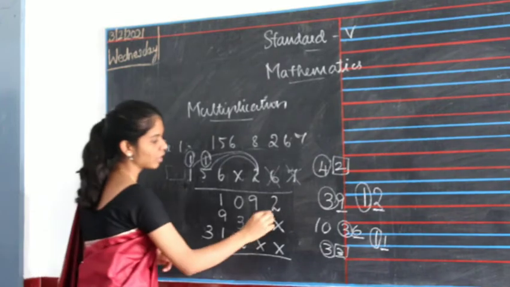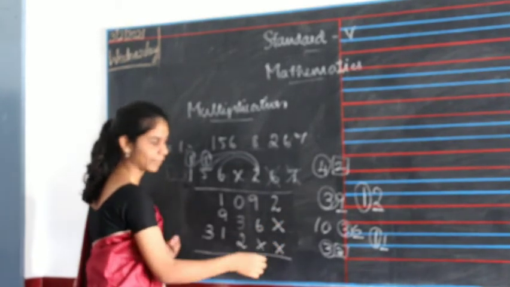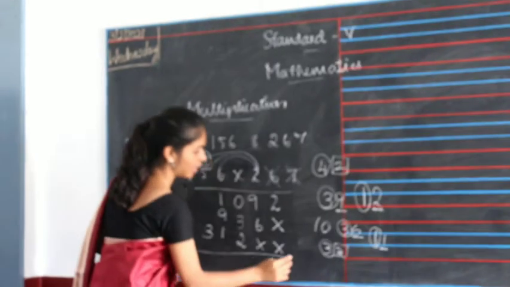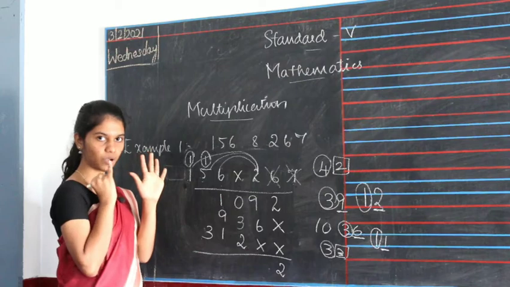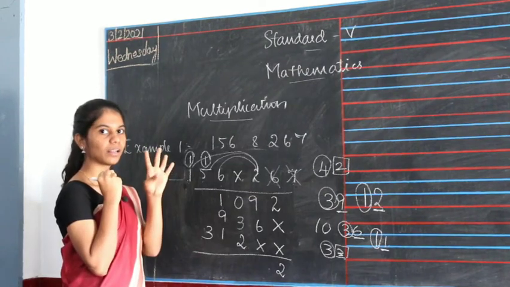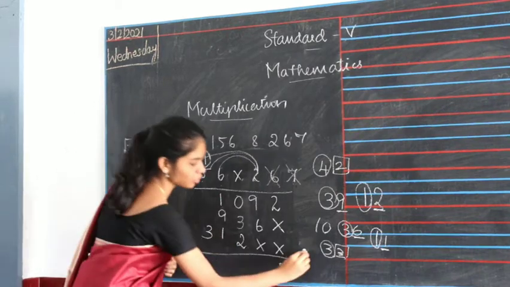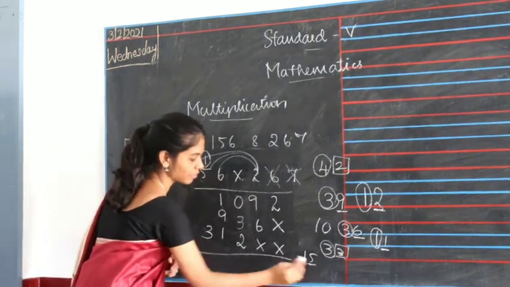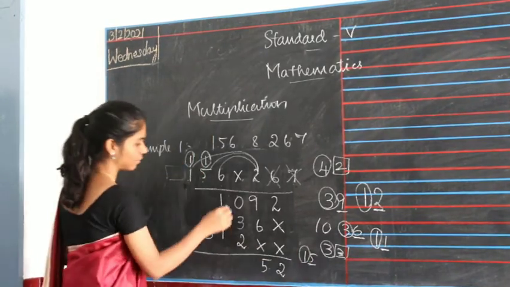Now you will write 2. Only 2 is here, the next 2 places are empty. So you will write 2 as it is, and here you have 9, here you have 6. 9 in your mind, 6 on your fingers. 9 after 10, 11, 12, 13, 14 and 15. So 15 you got. 5 is your unit that you will write here. 1 is your carry that will go here.